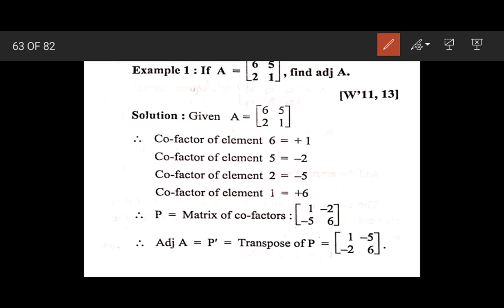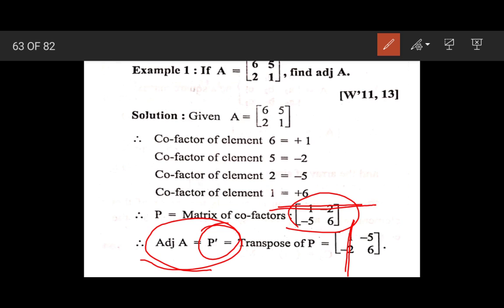After writing the cofactor matrix, the adjoint of matrix A is simply the transpose of the P matrix, and transpose of the P matrix means interchanging rows and columns, right? So 1, minus 2 will be the first column, the first row will become the first column. So 1, minus 2, the second row will become the second column, minus 5, 6. Okay.